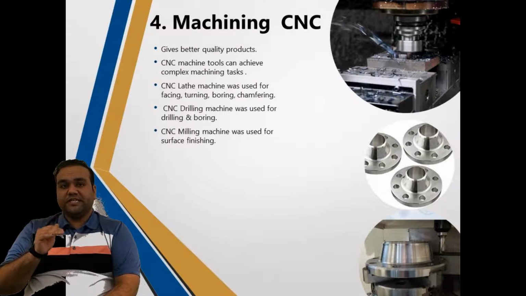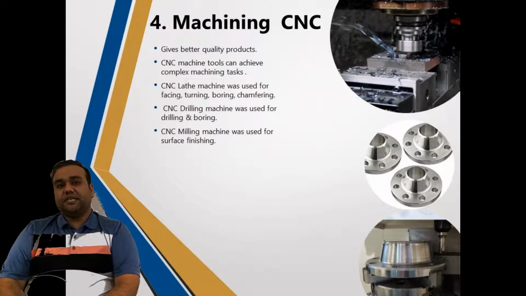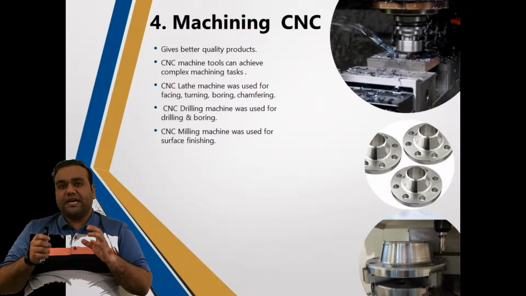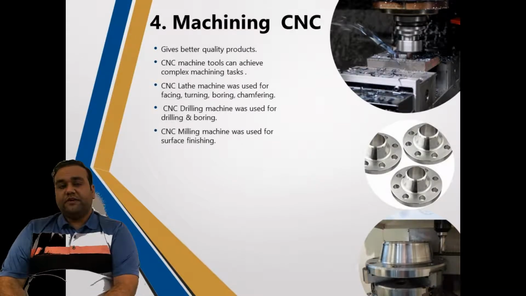The first process in the CNC machine is the CNC lathe, used for facing, turning, and chamfering. The second is the CNC drilling machine, used for drilling holes and boring. The last CNC machine is the milling machine, to make the last touch and surface finishing. This then completes the overall manufacturing process of the flange.